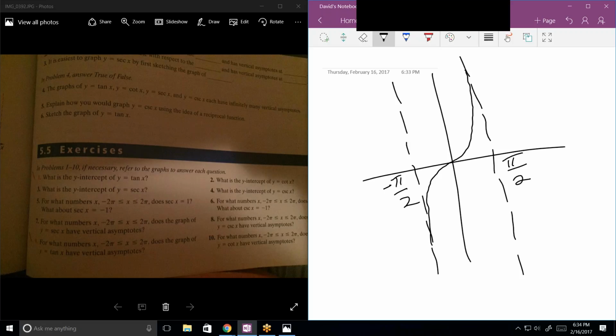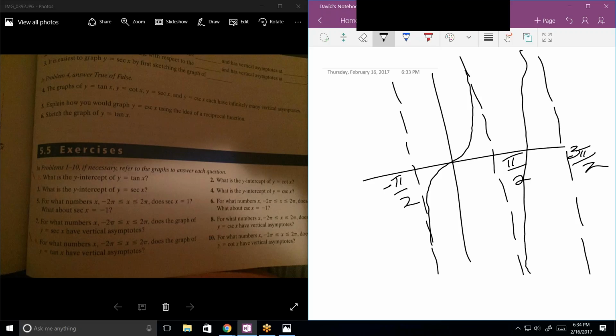And then if I wanted to draw another period of the tangent, that would be at 3 pi over 2. And that would look like this. It's supposed to look like that. Sorry, my artistic ability is lacking.